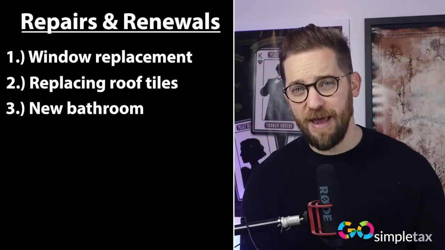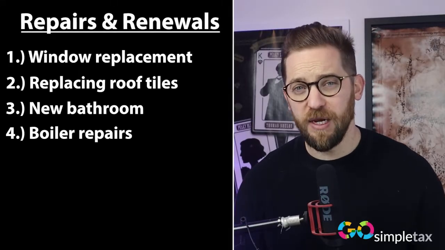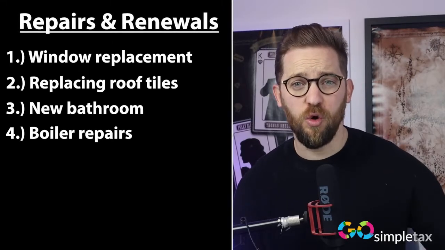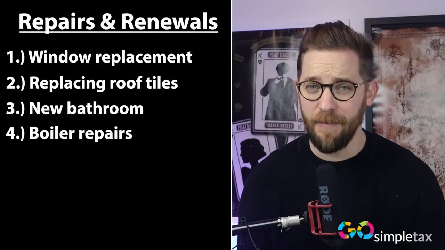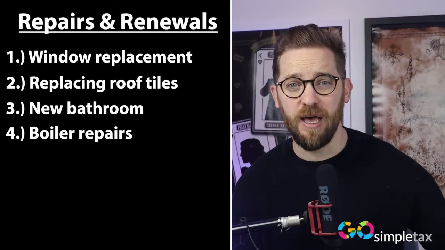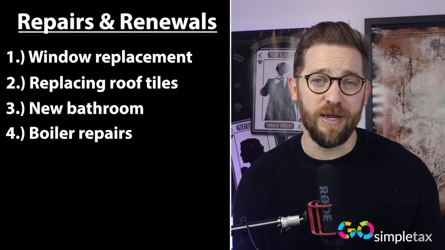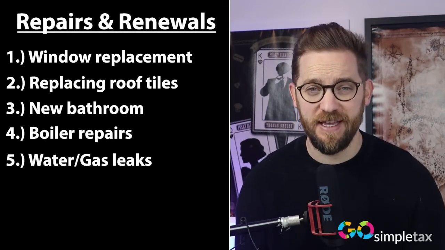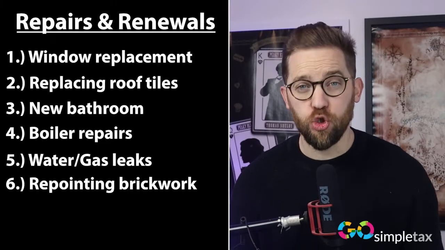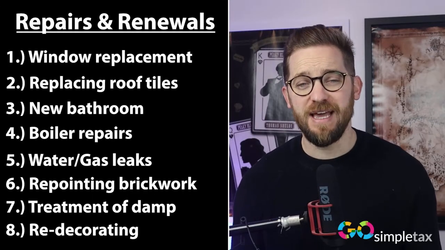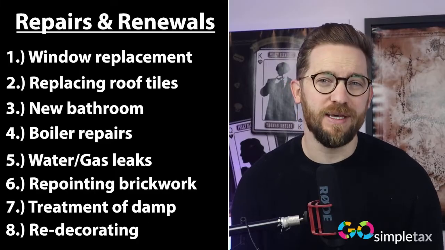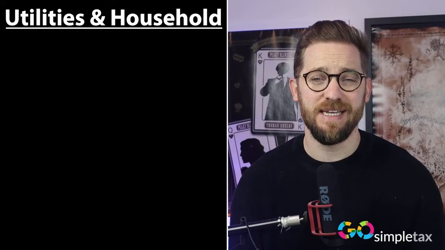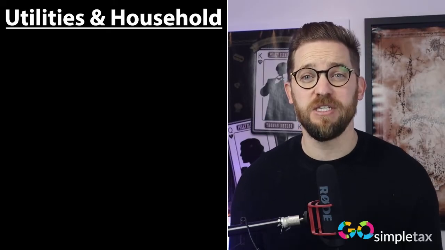Some additional repair items might include boiler repairs or even a boiler replacement. A simple service or a call out can be offset against income, as can replacing the boiler like for like if it were to completely break down on you or your tenant. Paying to have water and gas leaks fixed, repointing brickwork, treating damp problems, and redecorating would all be allowable examples of repairs and renewals.